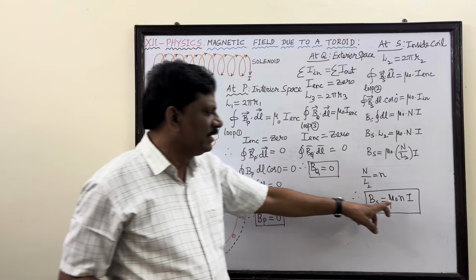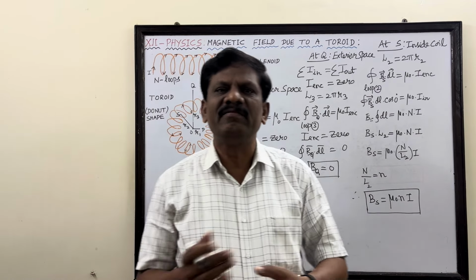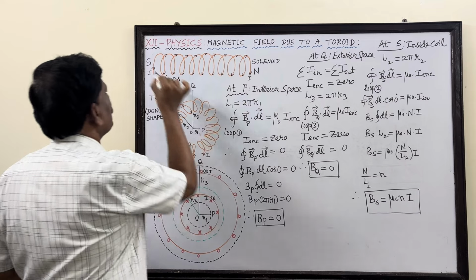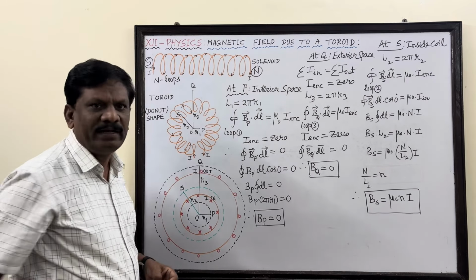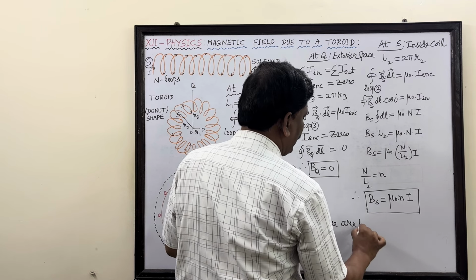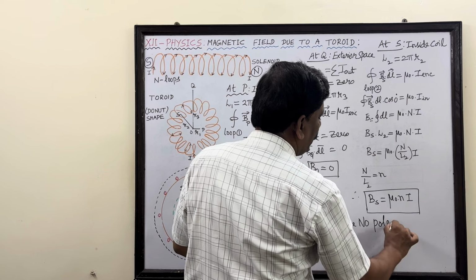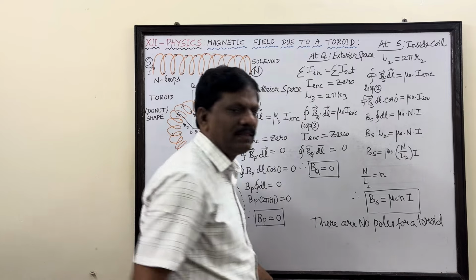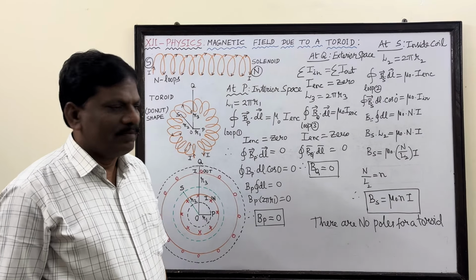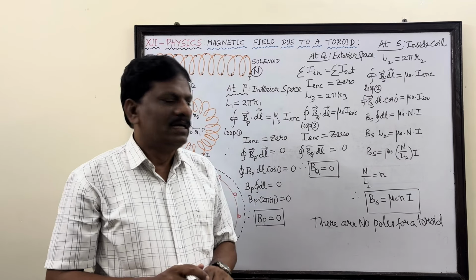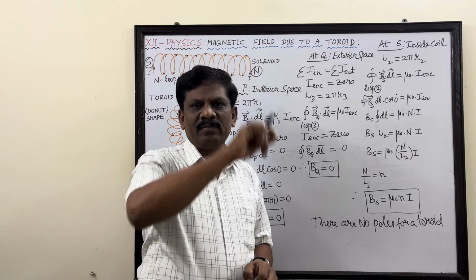Understand? And you can see that this is the same expression as that of the magnetic field due to a solenoid. But for a solenoid, one end will be the north pole, and the other end will be the south pole, like this. So the two polarities will be there for the solenoid. Whereas there are no magnetic poles for a toroid. This is a very important point. For a toroid, there are no magnetic poles, but there will be a closed magnetic field inside the donut shaped coil, and it will be a continuous circular path.